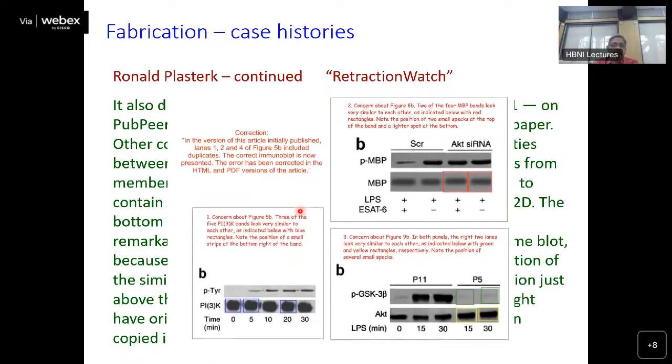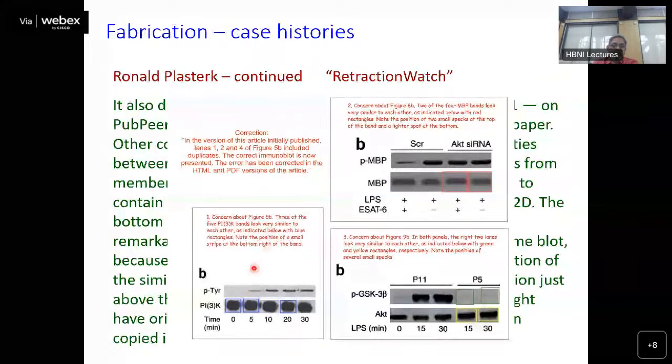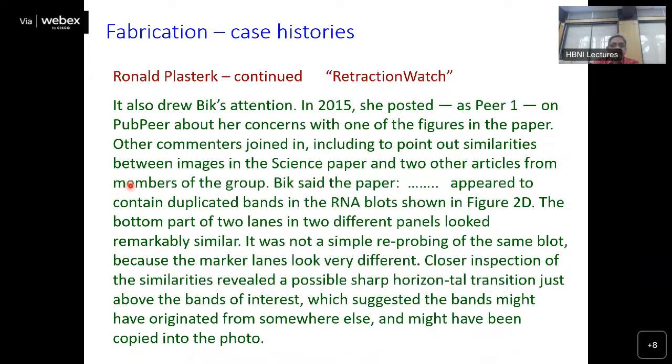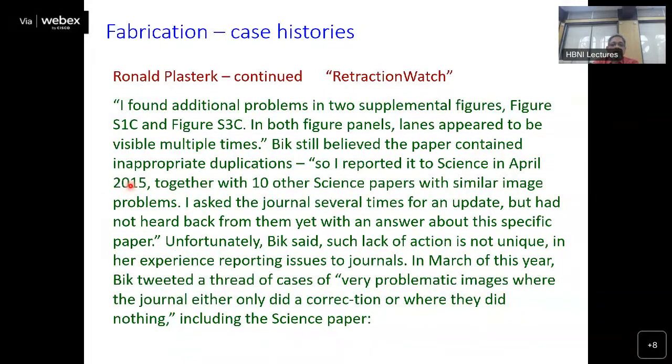This is an example of how the data was simply duplicated. You can see that the data here, these two and this, they are all the same. Okay, and these two are the same, and these two are the same data. Whereas in the paper it was actually shown that they are all unique and individual data. So she showed very clearly that, look, this is how it has been done.